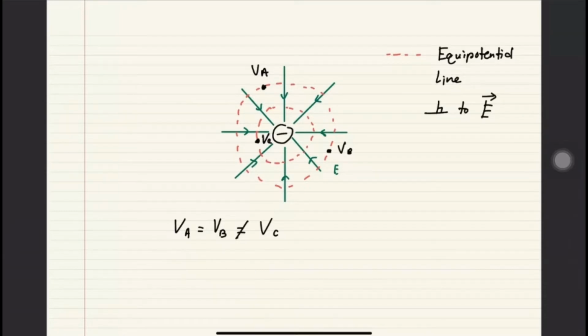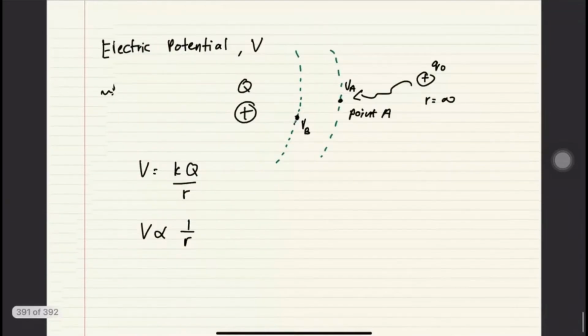The significance will come when we discuss work. You will learn what work is, and if you want to move a charge along the same equipotential line, there is no work done. But if you want to move it to a different equipotential line, then you have to apply some work, or the work done comes from the system itself. So far, can you follow? Yes sir.